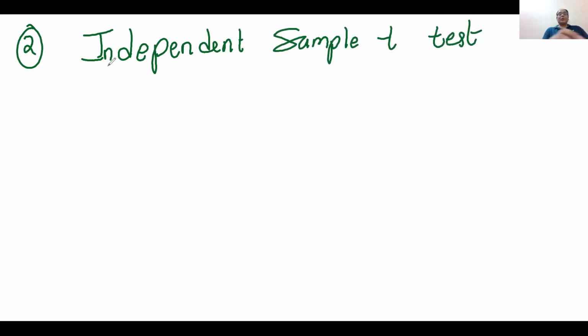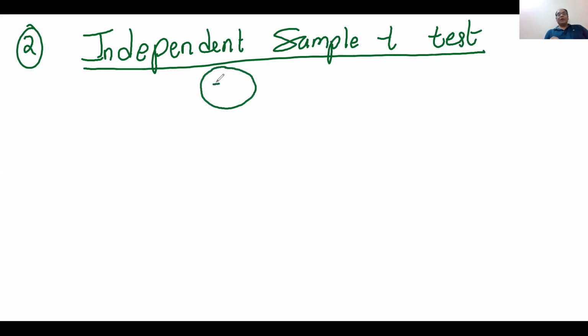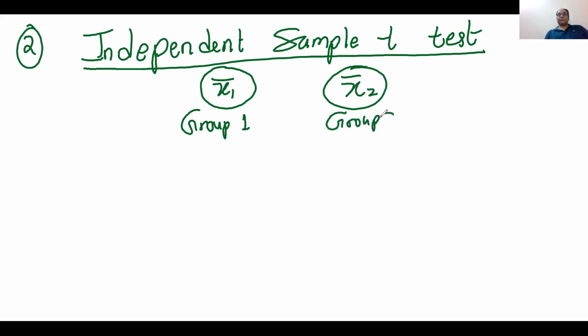This is the most popular test we have seen in the research, so I will give more time to it. In independent sample t-test, we have the two means. Mean of the group 1, this is group 1 or sample 1 you can say, and this is the mean of the group 2. So this is the group 2. So some examples I am giving to you so that you can understand.